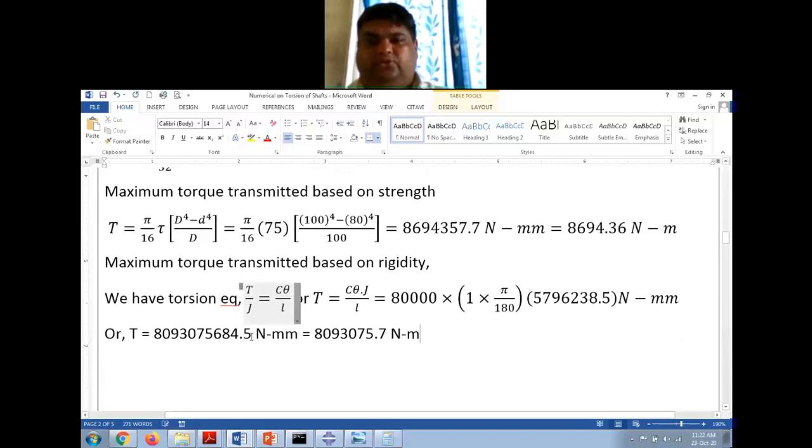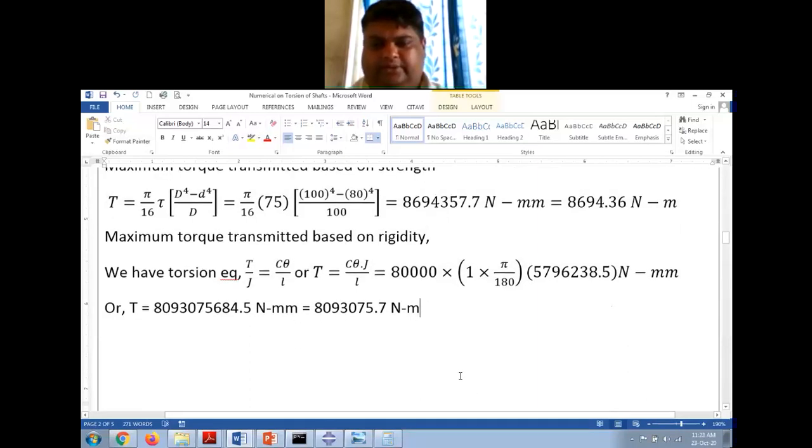Now you compare these two values, this and this value. We have to choose the minimum. We have done this yesterday. There is something different in this after this. That's why I've taken this numerical.